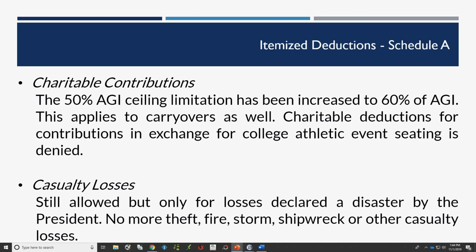Casualty losses is very important as we've had hurricanes and fires and other assorted things over the last 2 years in particular. Casualty losses are limited to losses declared a disaster by the President of the United States. So there's no more theft, no more fire, no more storm, no more shipwreck or other casualty losses. Only those in a declared disaster by the President. So if we had a hurricane and the hurricane is declared a national disaster by the President, those would qualify. If your house catches fire and burns down, it won't any further.